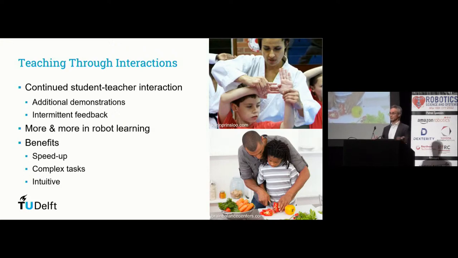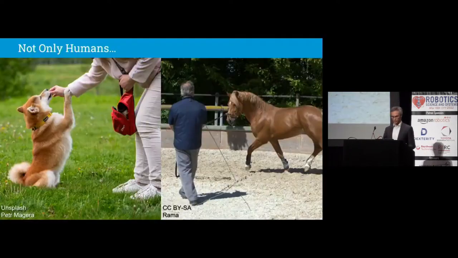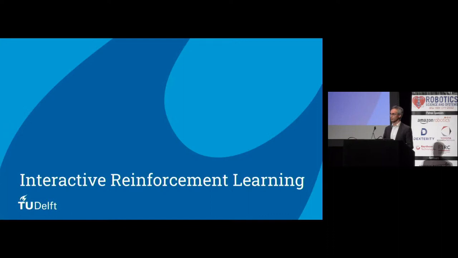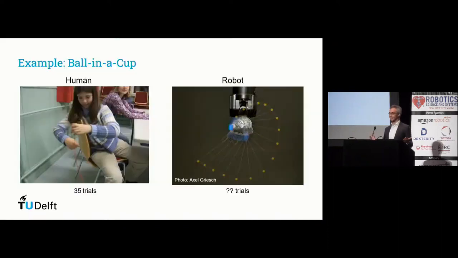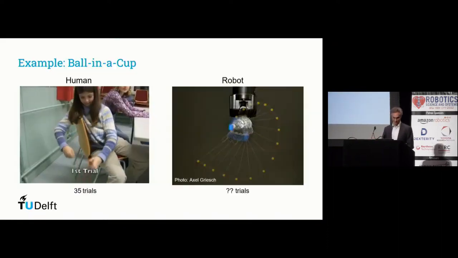And the cool thing is, I now talked about how humans learn. Also, if we look at how we teach other agents, like animals, that's one of the things you constantly see. So to start out, I'm going to talk a bit about interactive reinforcement learning. I'm going to give you another example, ball in a cup. The goal is to catch the ball in the cup.